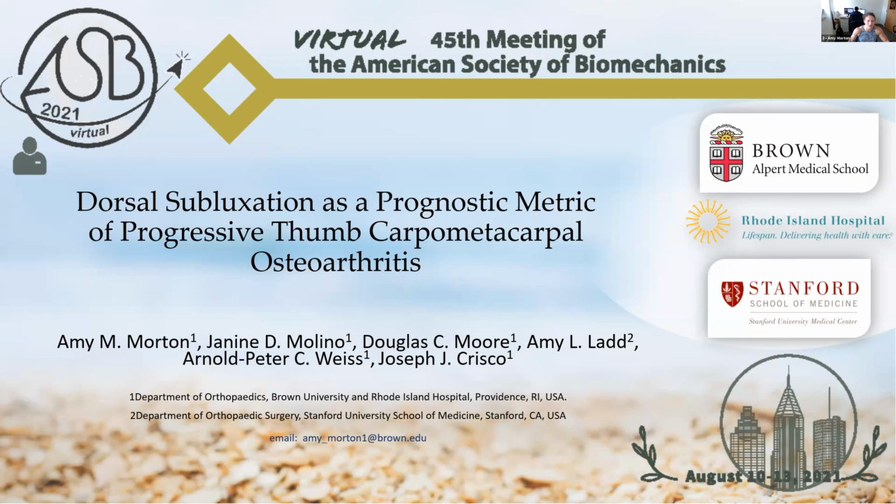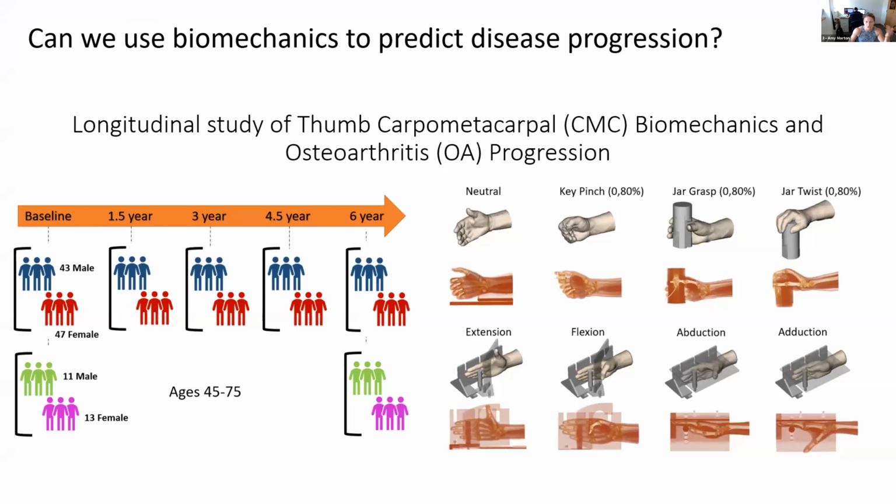As Anita said, we're going to discuss dorsal subluxation as a prognostic metric of progressive thumb carpometacarpal osteoarthritis. And pivotal to our discussion is a question: can we use biomechanics to predict disease progression? To this end, we're using data from 90 OA individuals from an NIH-studied longitudinal study on thumb CMC-OA and the biomechanics associated with OA progression.